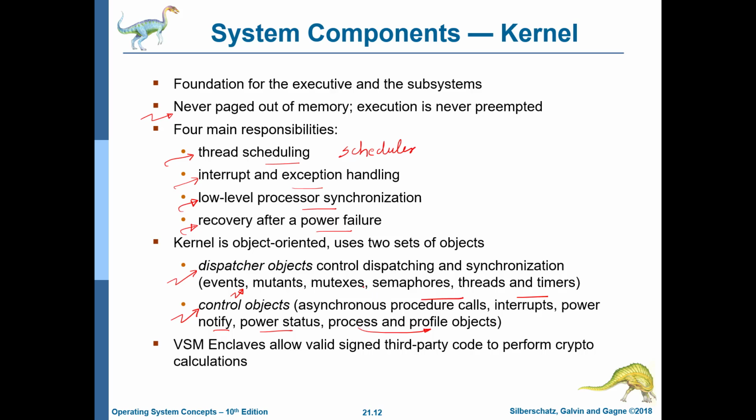So it is also possible to create enclaves, which is something along the lines of what we were discussing, that we allow valid signed third party code. Third party code is code written especially by device driver manufacturers. So it is valid and signed, and so they are given some additional privileges when they are running on the processor. So they can perform crypto calculations with the built-in instructions that are there. So what we need to focus most on in the kernel is the way that these objects are created and the way that they interact with other parts of the operating system.